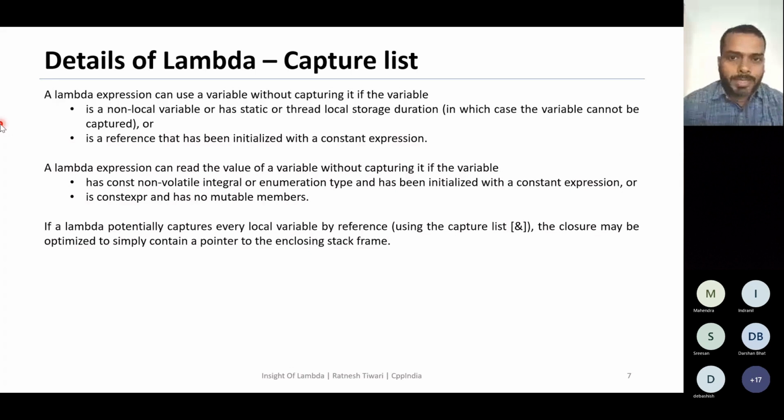So next, details about the capture list: variables which do not have auto storage duration do not need to be captured. Like global, static, thread local, they can be used directly. Variables with constant expressions, like an integer which is constant initialized, also need not be captured. They can be used without capturing.